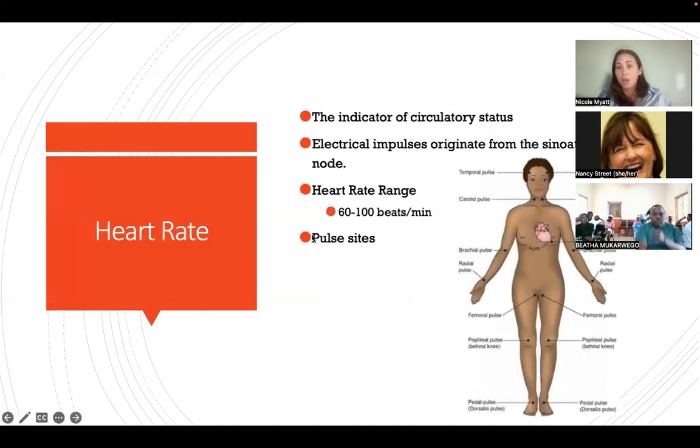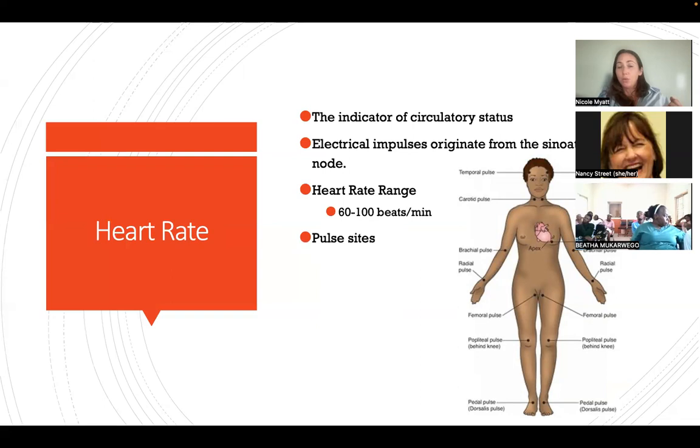So the next thing we're going to talk about is heart rate. This is an indicator of the circulatory status. The electrical impulses originate from the SA node, and the SA node in your heart is like your pacemaker, the thing that sets the tempo, like if it was the drums.